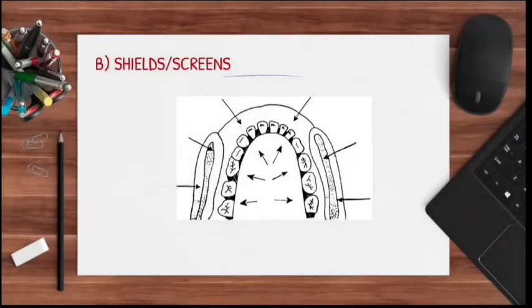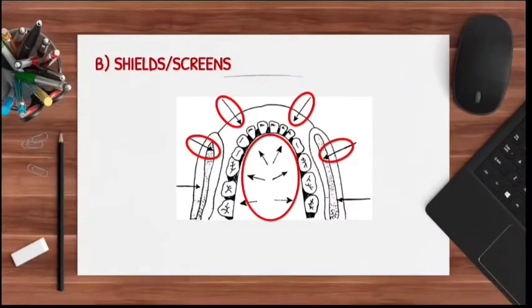Now coming to shields or screens. There should be a homeostatic relationship between outward directed lingual forces of the tongue and opposing forces exerted by perioral and buccal musculature of lips and cheeks to stabilize the teeth in position. So any disturbance in this relationship leads to tooth movement.